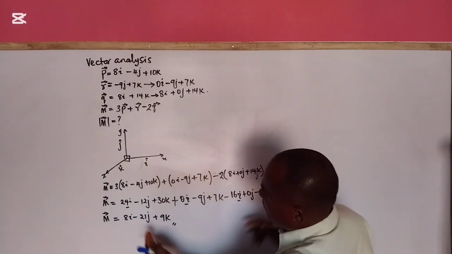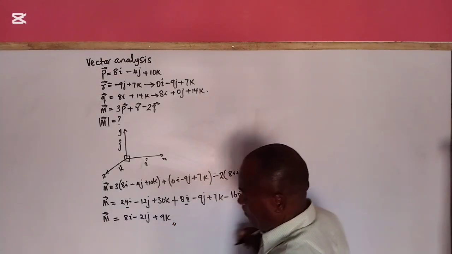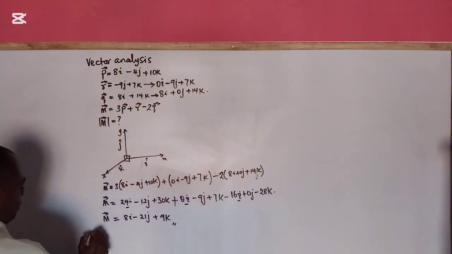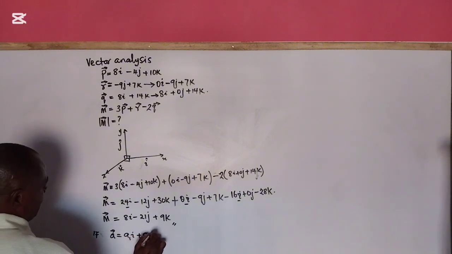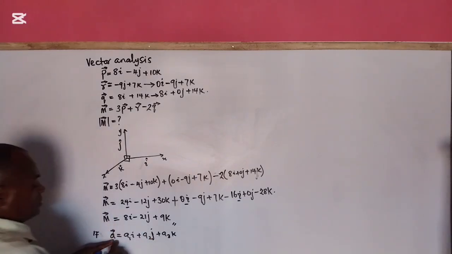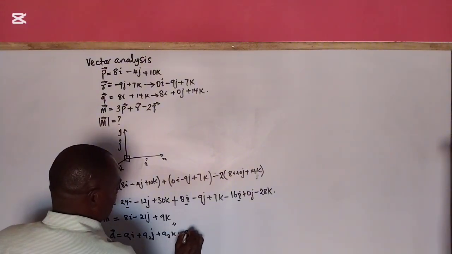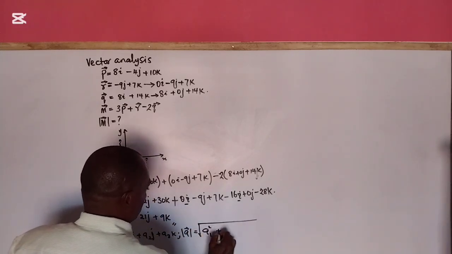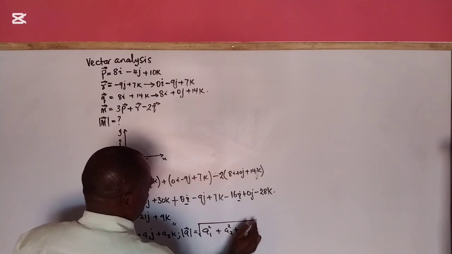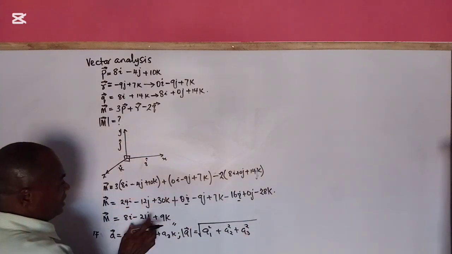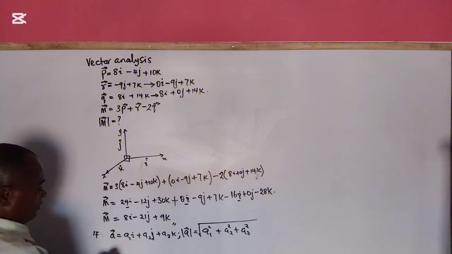As we can see, it's very simple and very understandable. But if I were to find the modulus of a vector, say vector A defined as A1 times i plus A2 times j plus A3 times k, if you have a vector defined in terms of A like this, what it means is that the modulus of this vector is going to be the square root of A1 squared plus A2 squared plus A3 squared. So that's how the modulus of a vector is defined.